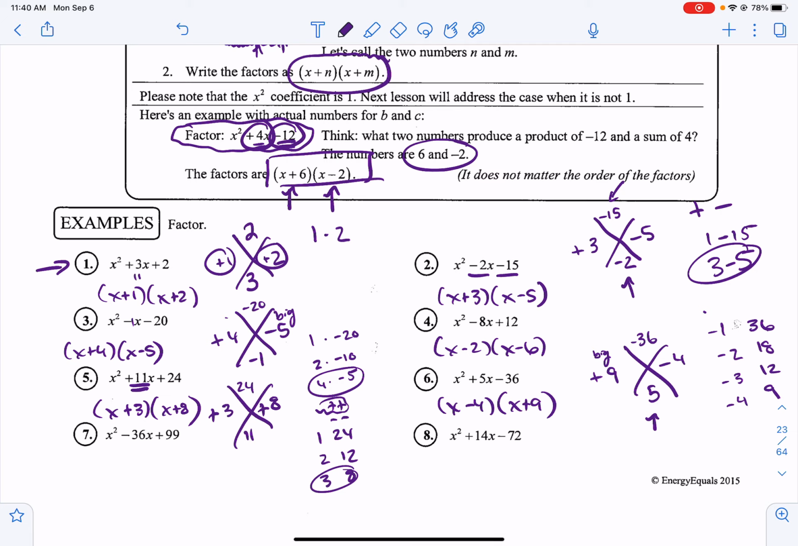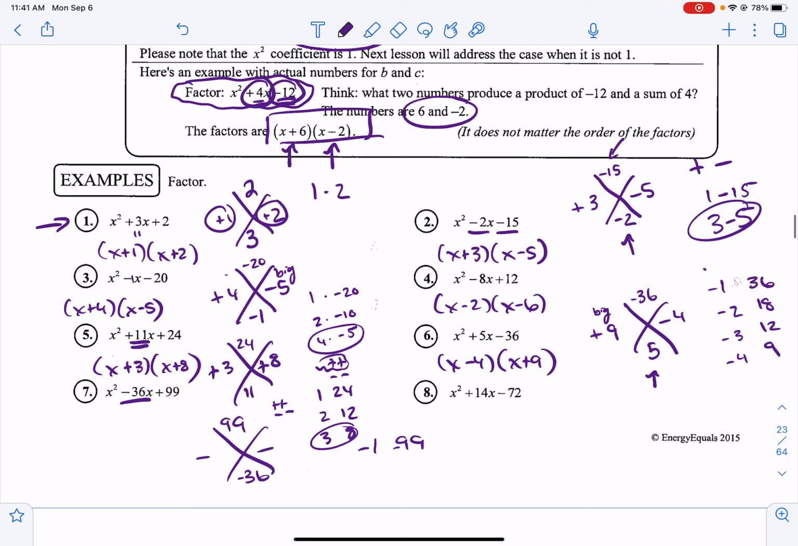Cool. Number 7, big X, 99 goes on top. Oh no, scary, a great big number. They multiply to be a positive. So they're either both positive or both negative, but they add up to be negative 36. So they both have to be negative numbers. So 1 and 99, those definitely don't add up to be a negative 36. How about negative 3? Negative 3 and negative, what would that be, 33? Those add up to be negative 36. So my answer would be x minus 3 and x minus 33.